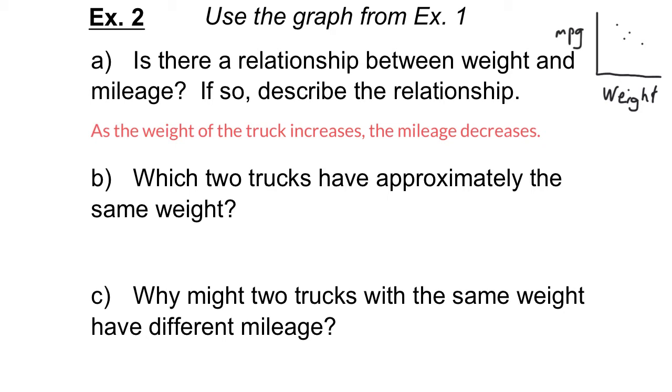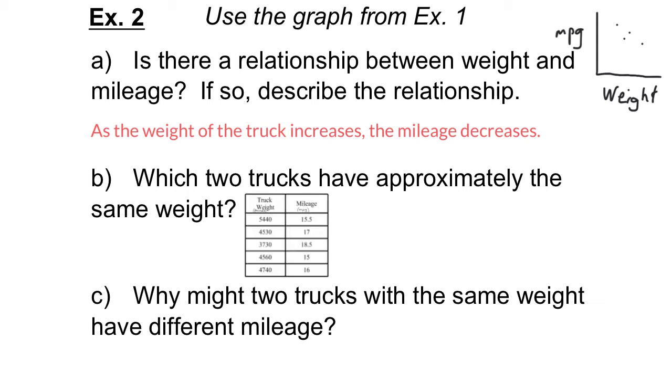Okay, back to our question here. Which two trucks have approximately the same weight? Well, let's look back at our table of values. And we can see that this truck has a weight of 4,530. This truck has a weight of 4,560. So they're really close in weight, but look at their mileage. That one's 17, that one's 15. So they're quite different. Their mileage is not close at all.